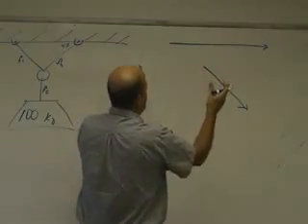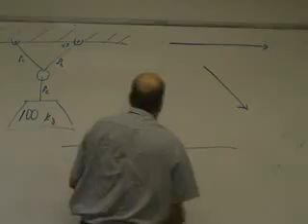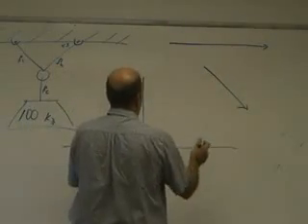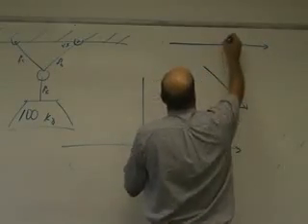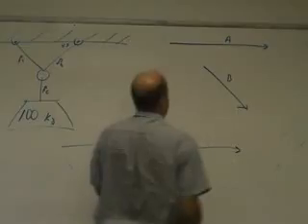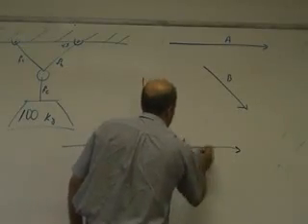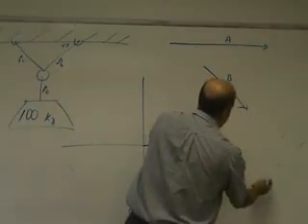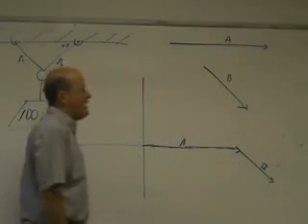So if we want to add these two, I'm going to take that first one. It's straight to the right. So we're going to call this one A, and this one B. So here's my A. And we've got B. Okay, I've added them together.